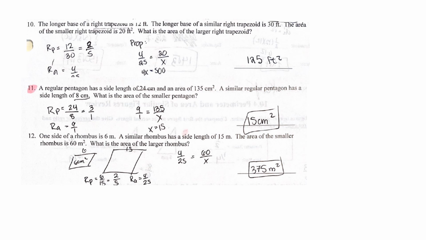Number 12, we have a rhombus with a side of 6, and I actually sketched this out to kind of keep it clear for me. A rhombus with a side of 6, another one with a length of 15, area of 60, unknown area for the larger one, right? So I'm going to find my ratio of perimeters is 2 over 5, square it, 4 over 25 for the ratio of the areas, set up my proportion, I get 375 meters squared for number 12.